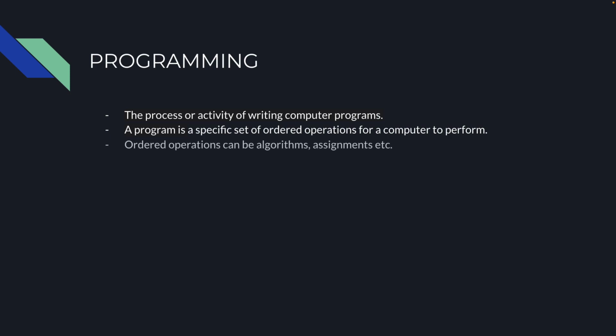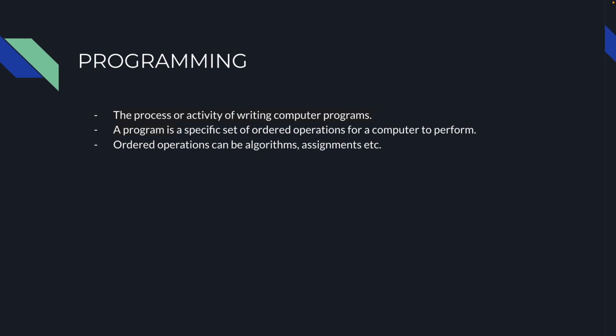So what is an ordered operation? Ordered operations can be algorithms, assignments, etc. Algorithms, whatever the process it takes to actually give you that particular coffee that you wanted, the exact coffee you wanted, like an operation. And it has to be ordered. It doesn't have to be scattered. It really needs to be ordered.